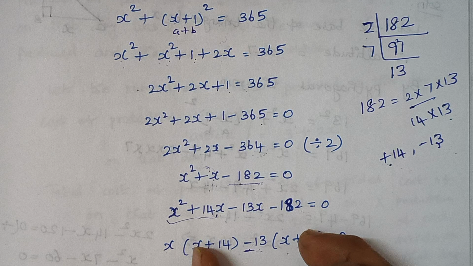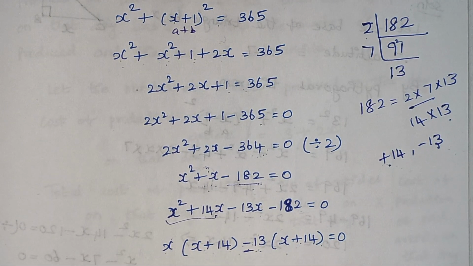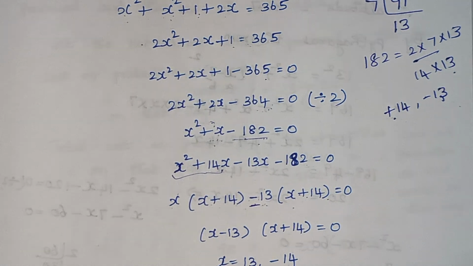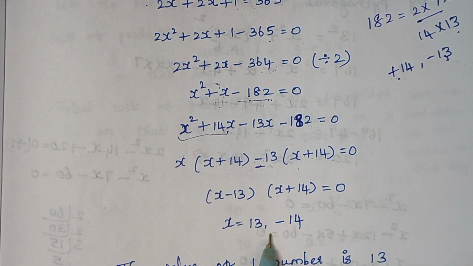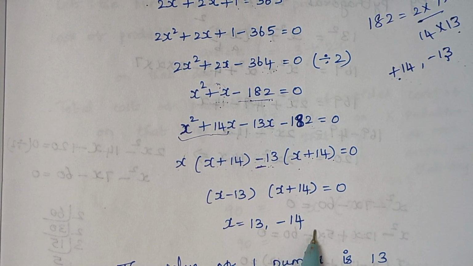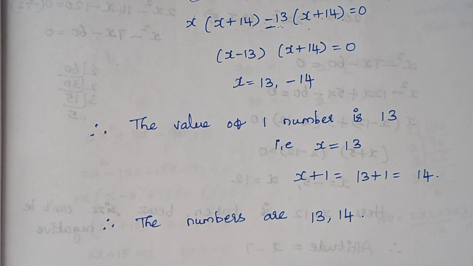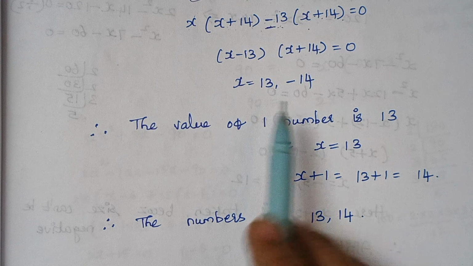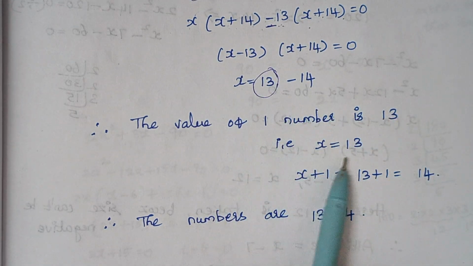Now, when you take this x plus 14 commonly outside, the remaining parameter is x minus 13. So again we are equating these terms to 0. So x minus 13 is equal to 0 gives you x equal to 13, and again here x equal to minus 14. In the problem, they have clearly given that it is a positive integer. Now you tell me which one is positive? Here 13 is positive. So we are selecting one number as 13.